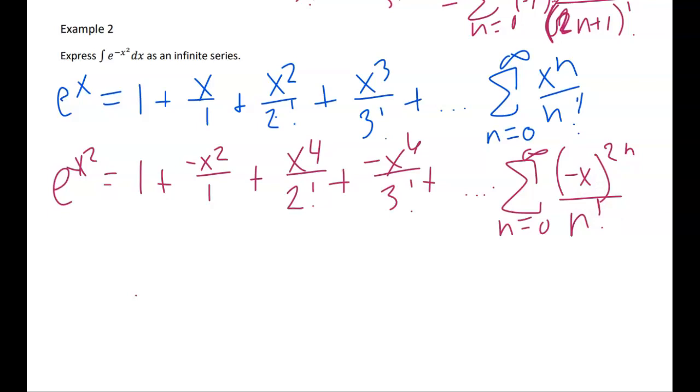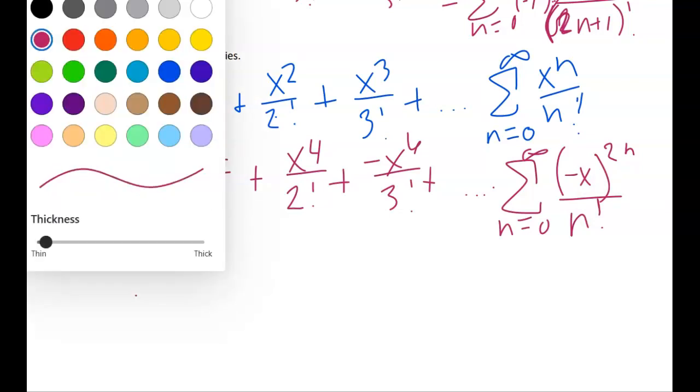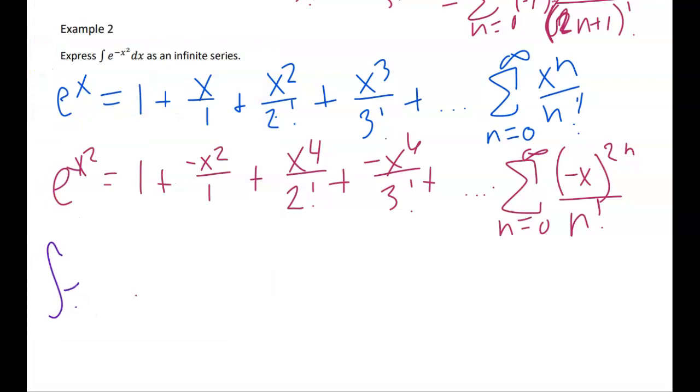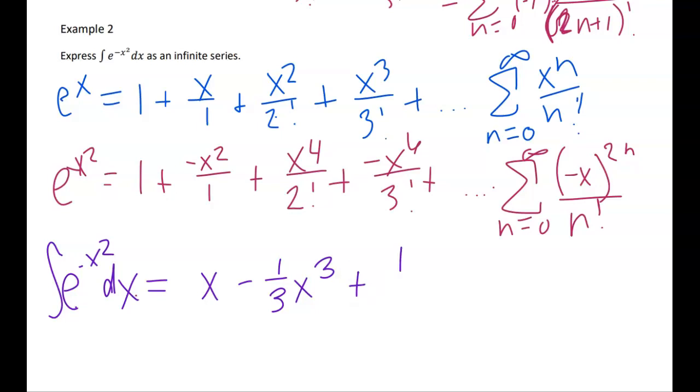Well, let's integrate each and every one of those pieces. So that's going to be x minus 1/3 x cubed plus, let's see, 1 over 5 times 2 factorial x to the 5th, minus 1 over 7 times 3 factorial x to the 7th.